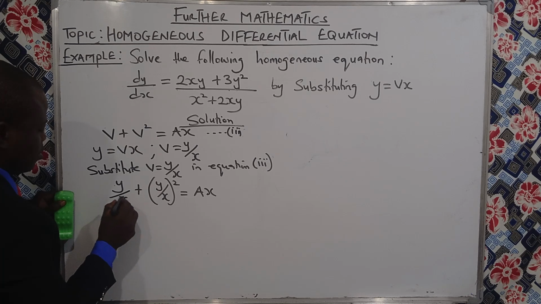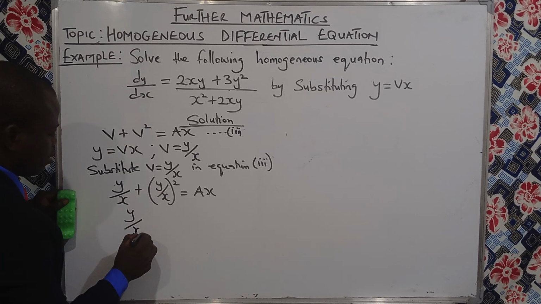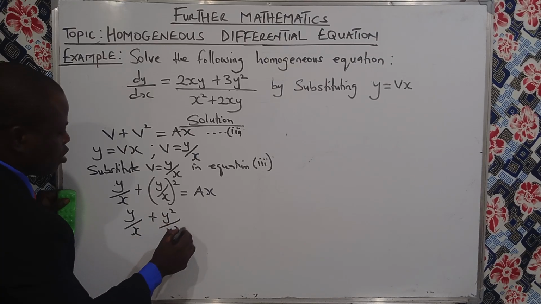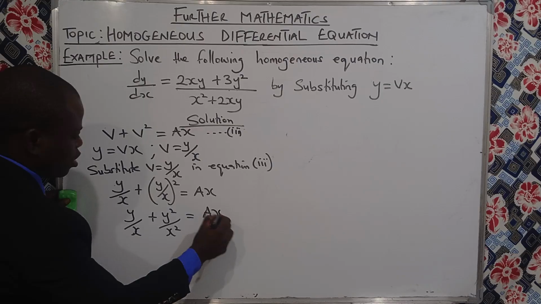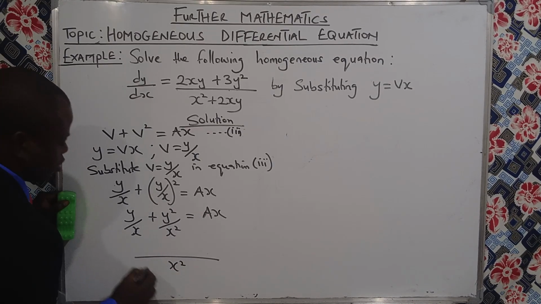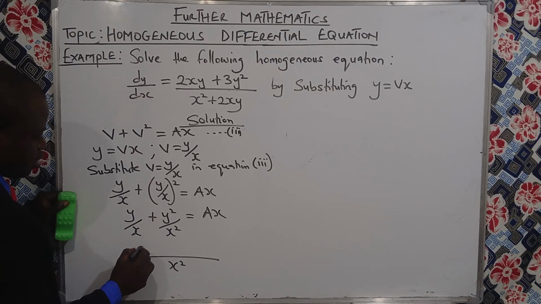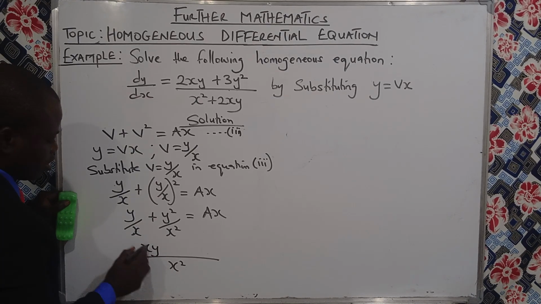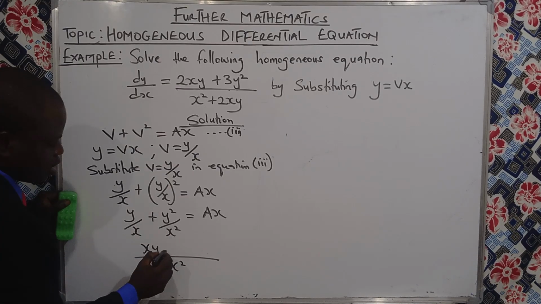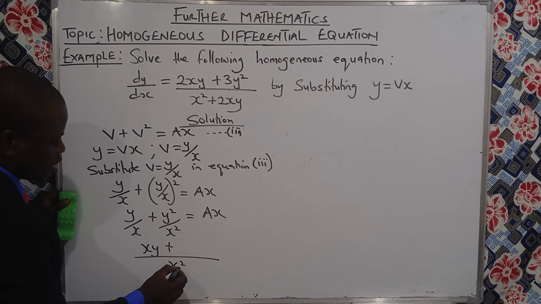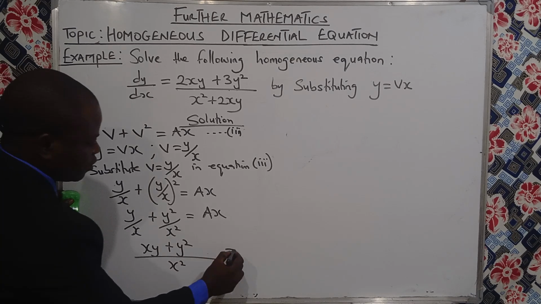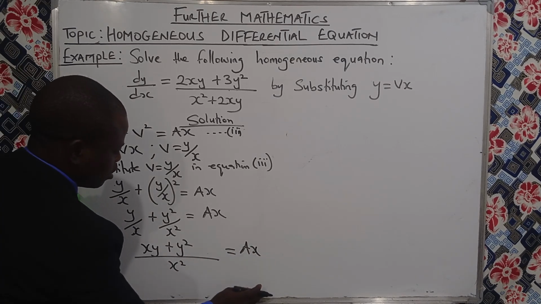Now y over x plus y squared over x squared equals ax. Find the LCM. LCM is x squared. x in x squared is x, that's xy. So cancel one of the x, you now use the other x to multiply the numerator, xy, plus x squared in x squared, that's 1. 1 times y squared, that's y squared, equals ax.